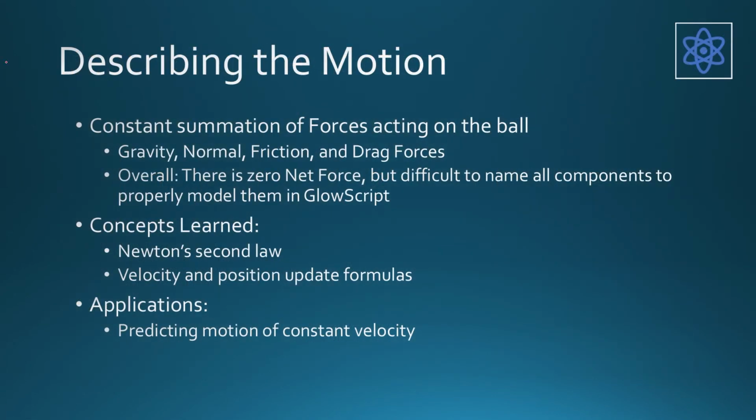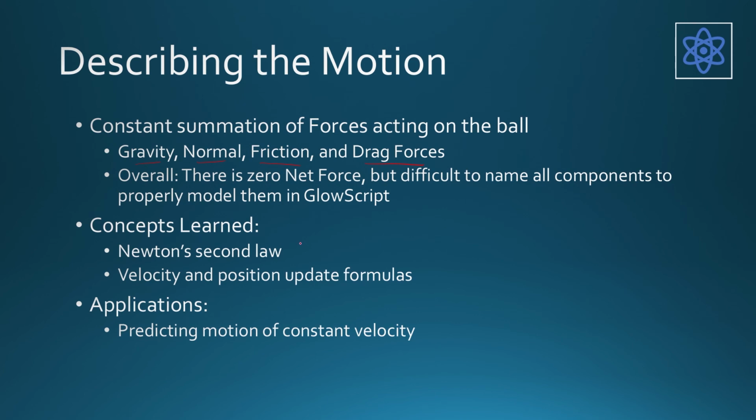After looking at the systems and the comparison between the two, it's clear to see that there is a constant summation of forces creating the zero net force that we are looking for in our GlowScript. Many of these components include gravity, the normal force, friction, and drag forces, but there are many components that are difficult to name that make it impossible to create a one-to-one model in GlowScript.